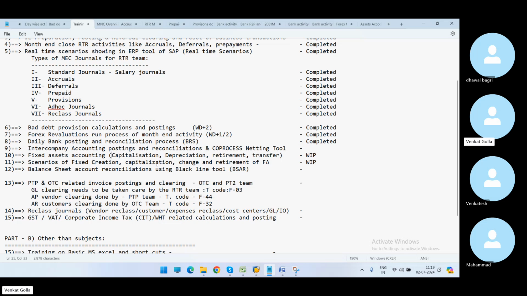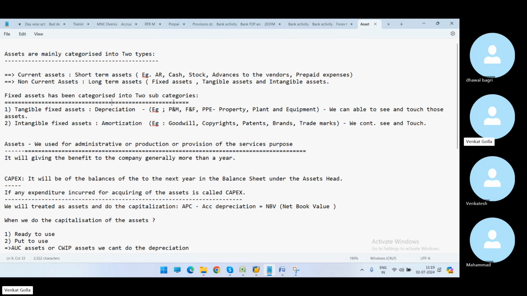how you do the depreciation run at month end, what kind of depreciation methods we have, when we do the retirement of the assets, and what is the meaning of transfer. What kind of asset-related types of business transactions we will see now. Before going into the detailed description of asset accounting, we'll go through the assets.